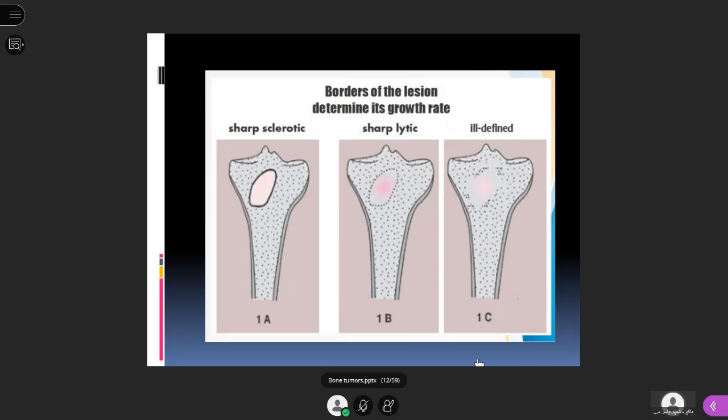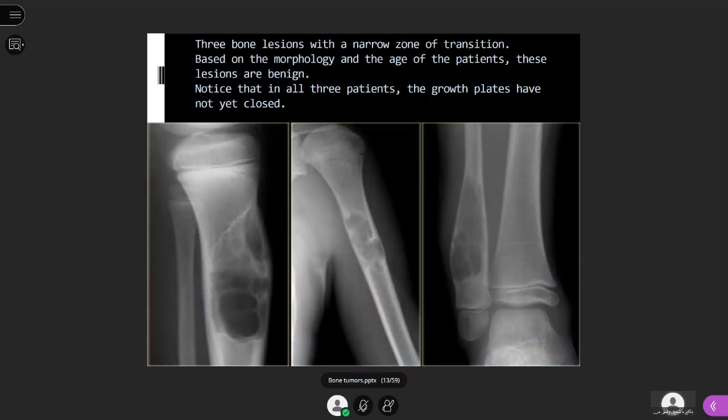Okay, so these are three X-rays, three bony lesions with narrow zone of transition, or you can say with a well-defined margin. Based upon the morphology and the age of the patient, these lesions are benign. And also, you should notice that in all these X-rays, see the epiphysis. This is the epiphysis here. This is the X-ray of the knee, which is including the bone tibia and fibula.